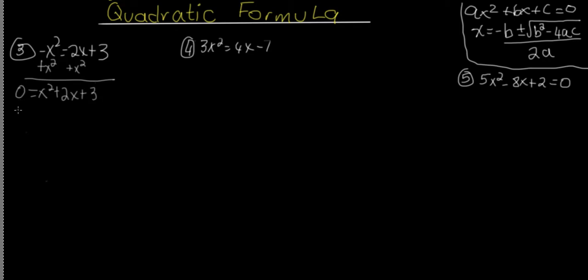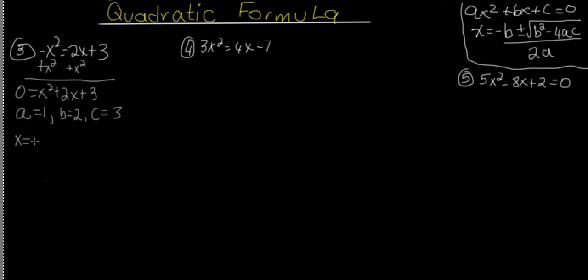Now I'm ready to say a, b, and c. So a is the number in front of your x squared, which is 1. B is the number in front of x, which is 2. And c is 3. Plug those into your quadratic formula again.